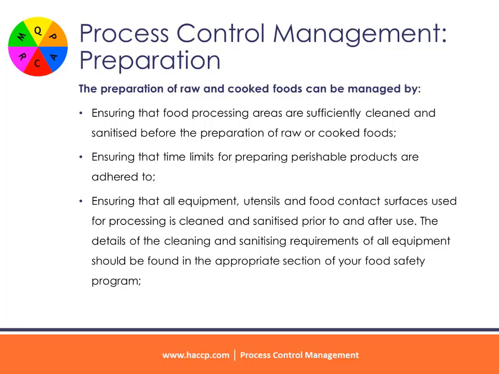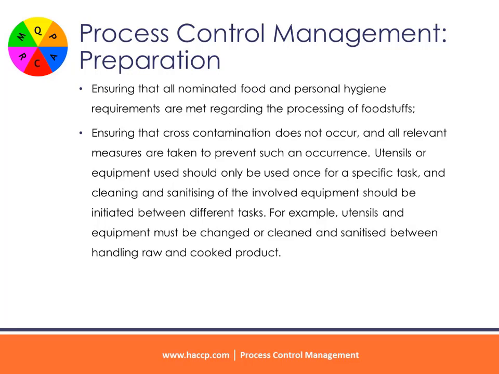ensuring that all equipment, utensils and food contact surfaces used for processing is cleaned and sanitized prior to and after use. The details of the cleaning and sanitizing requirements of all equipment should be found in the appropriate section of your food safety program. Ensuring that all nominated food and personal hygiene requirements are met regarding the processing of foodstuffs, ensuring that cross-contamination does not occur, and all relevant measures are taken to prevent such an occurrence.